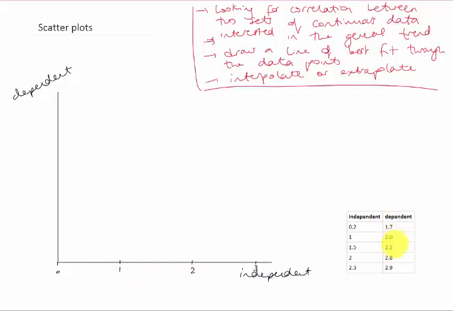Now here, the dependent variable, we only start at 1.7, so we don't need to go all the way down to 0. We can choose to start, so we're interested between about 1.5 and about 3. So let's do that. 1.5. Spread those out a bit more. 2, 2.5, 3. Okay, so for a scatter plot you don't need to start your axis at 0, that's important. Right, so let's just plot these.